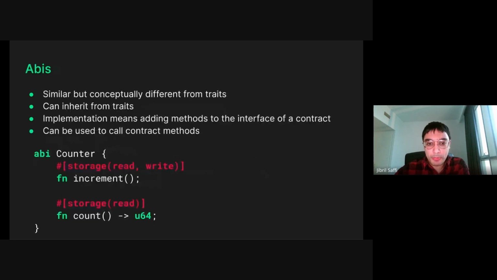So if you want your trait to have some behavior that comes with it, it should be in the second block. And we have what we call ABIs. These are very similar to traits, but they're conceptually different in the language.